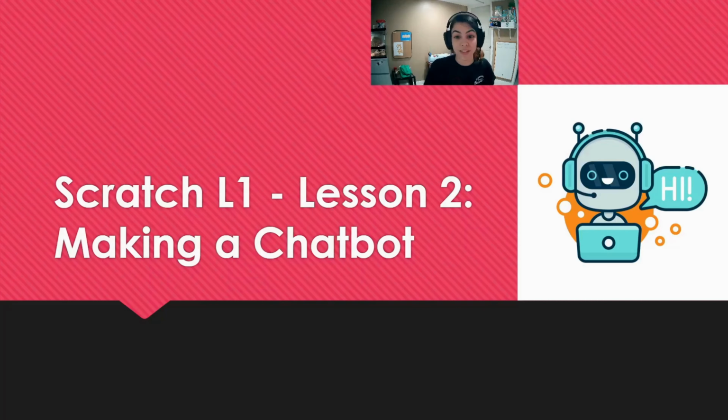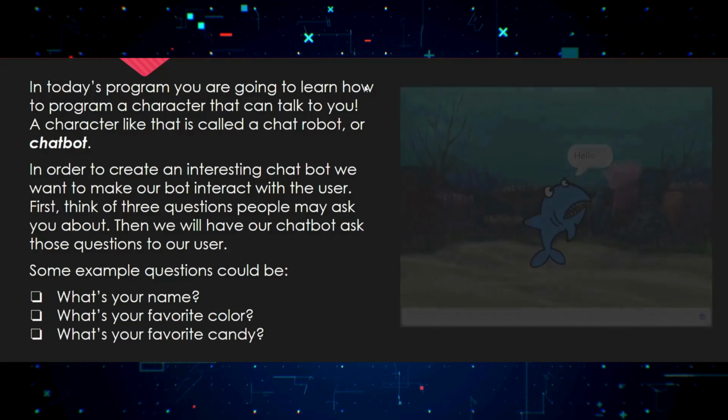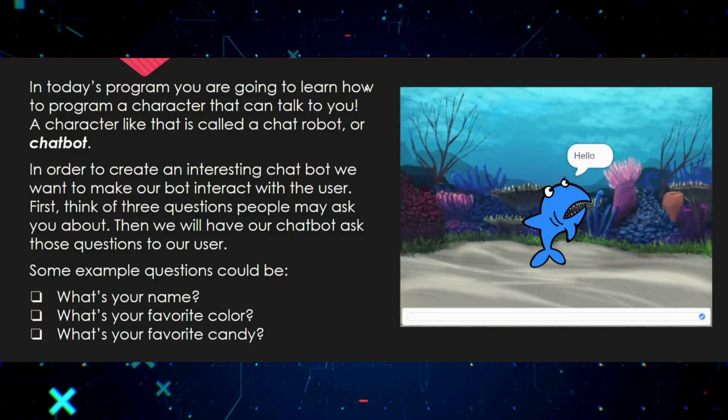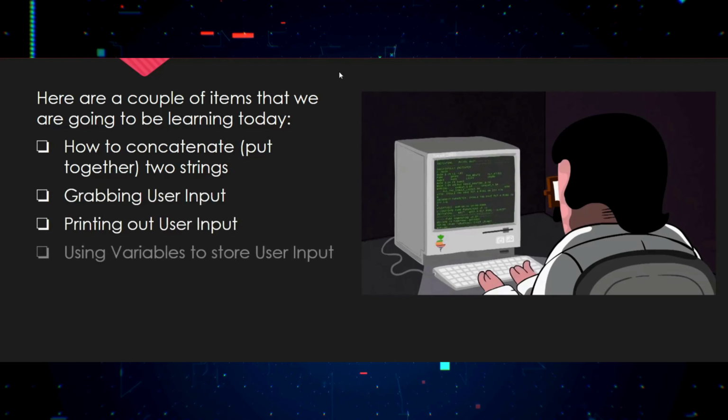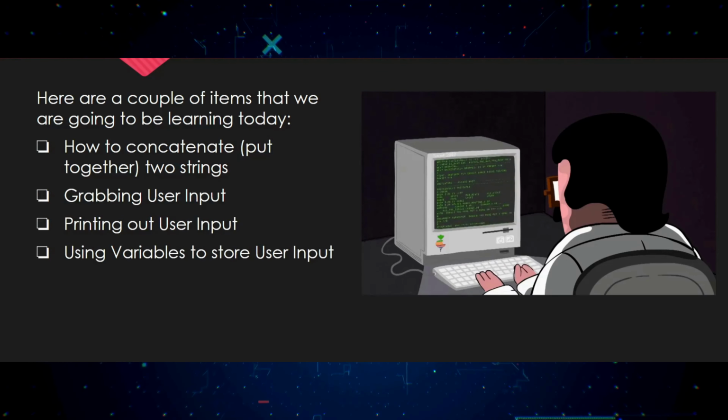Some examples of questions could be, what's your name? What's your favorite color? Or what's your favorite candy? So we can begin by setting up our background and sprite. We'll learn a couple things today, such as how to concatenate, put together 2 strings, grabbing a user's input, printing out a user's input, using variables to store user's input, and using conditional selection for responses. So, in order to get started, let's go ahead and choose our sprite and background.